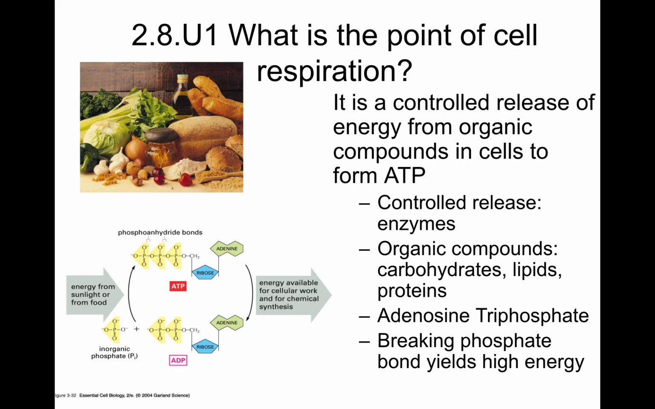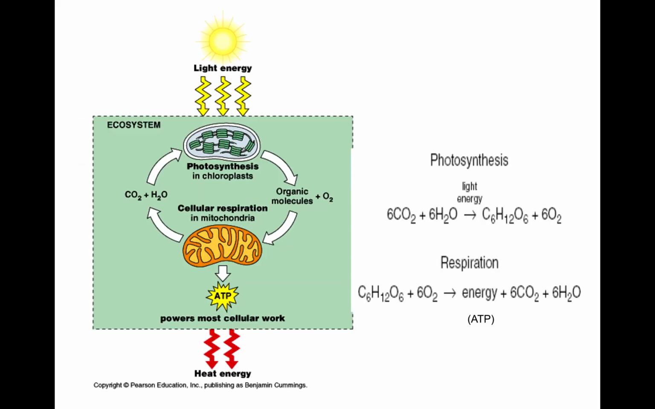So cellular respiration is how we make energy, or how animals make energy. Plants do photosynthesis, but we do cellular respiration. So it's a controlled release of energy from organic compounds like carbohydrates, lipids, and proteins. And this happens in our cells, and it forms ATP, our energy.